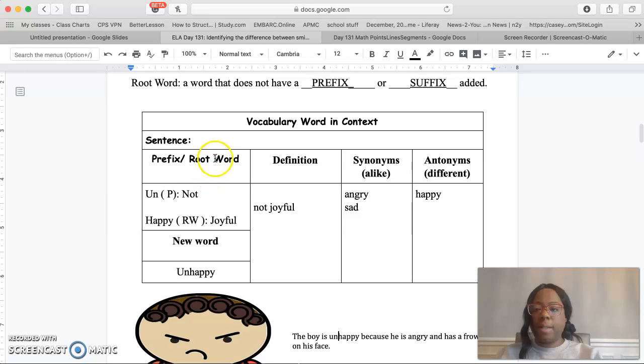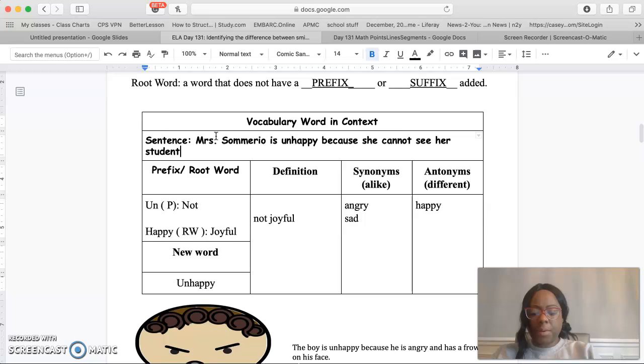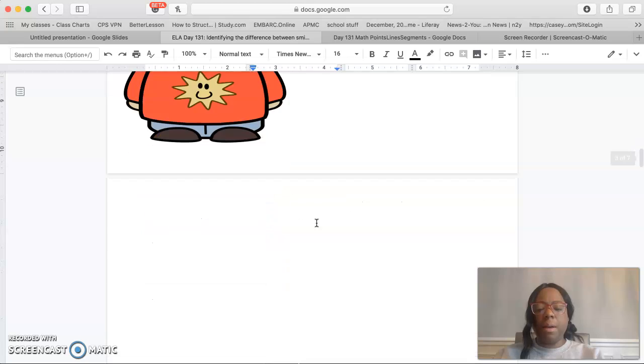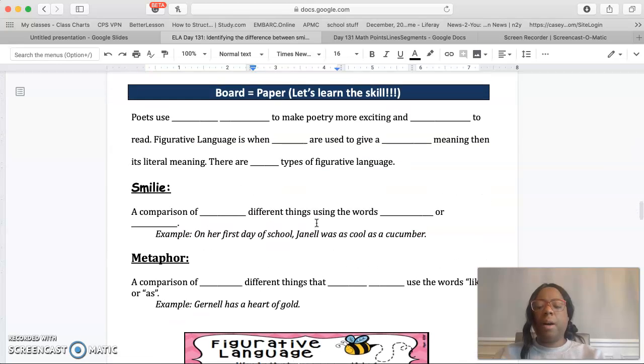Now, if we were to write a sentence, what do I want to write? You can write what I write, or you can create your own sentence. My sentence is going to be, Mrs. Samario is unhappy because she cannot see her students, period. I'm very unhappy because I can't see you guys. Let me underline our word, unhappy. Let's flip the page. All right, board equals.